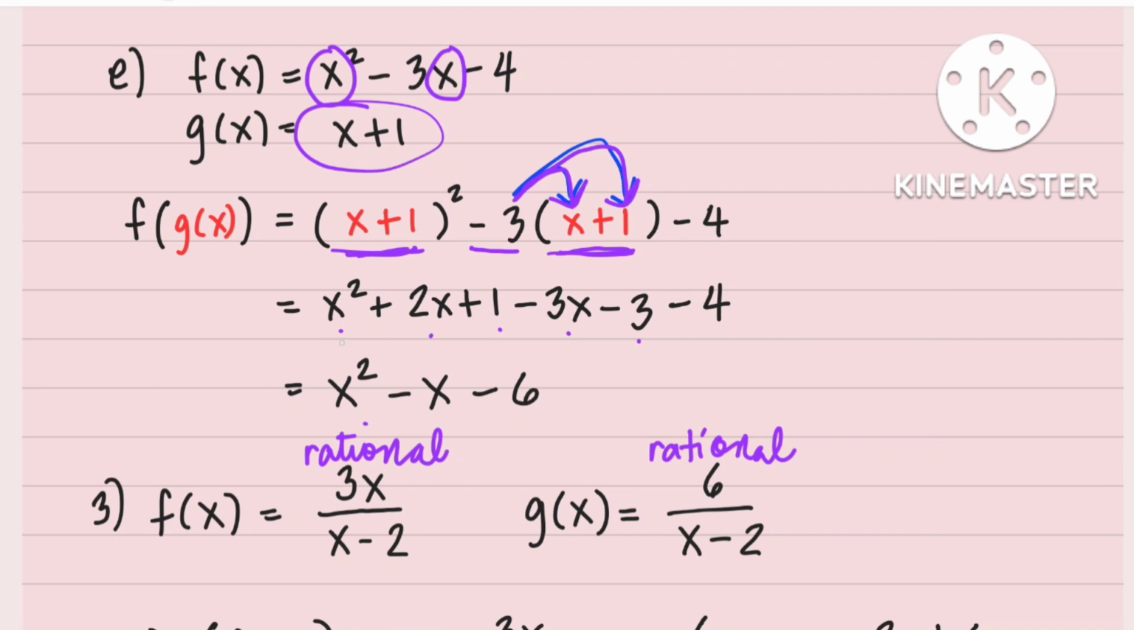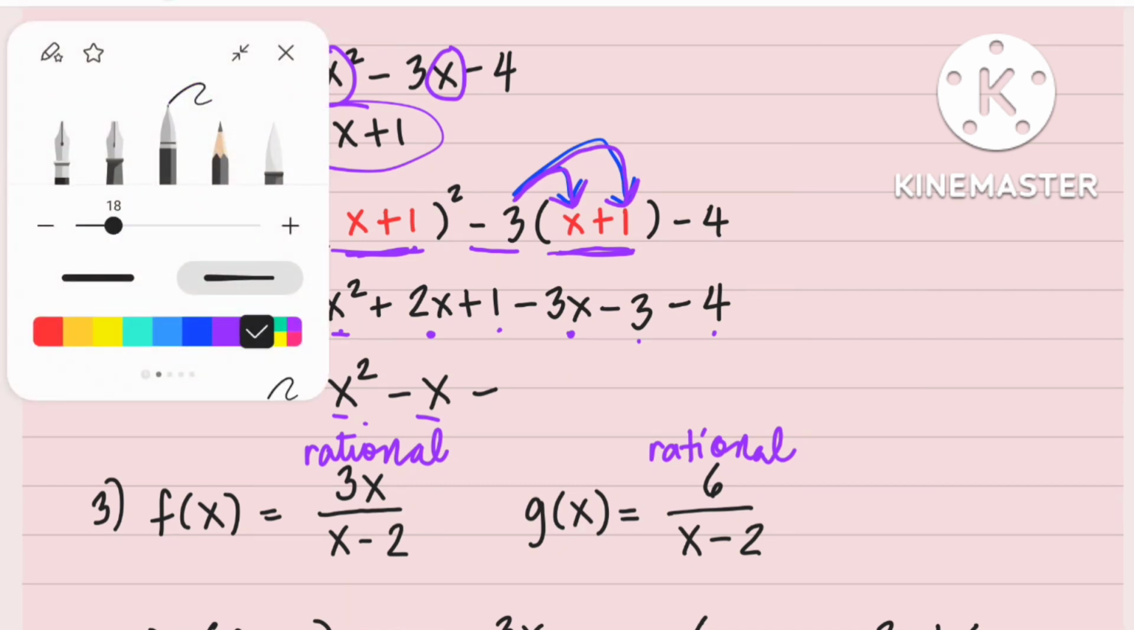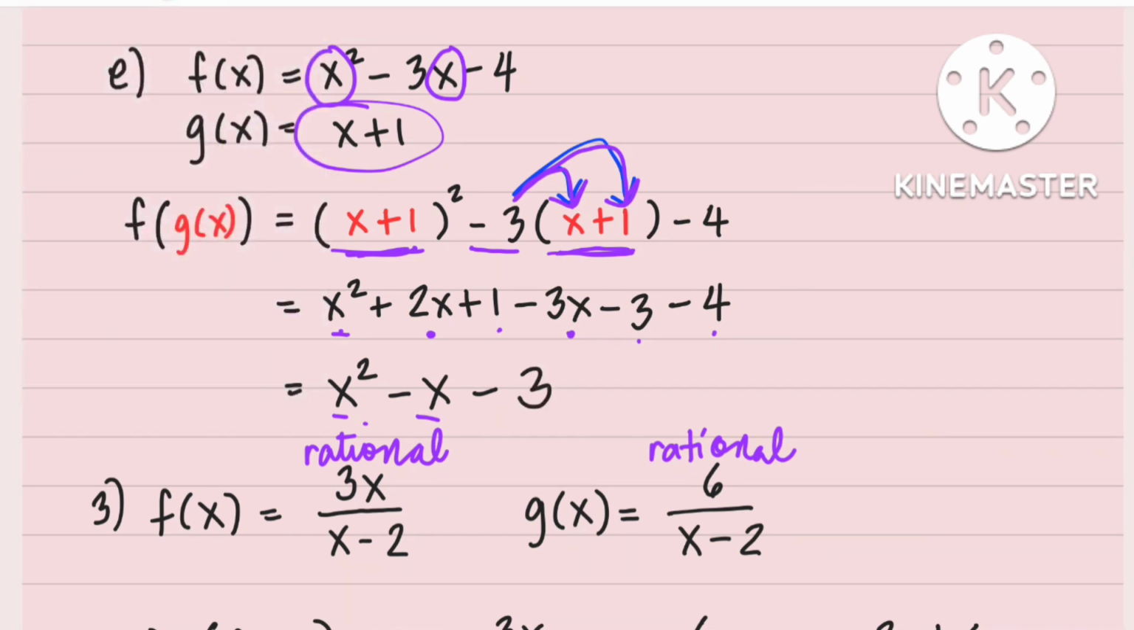Combining like terms, I will obtain x squared plus, so 2x plus negative 3x, that will be negative x, while 1 minus 4, that should be negative 3 or minus 3. So, anything clear so far?